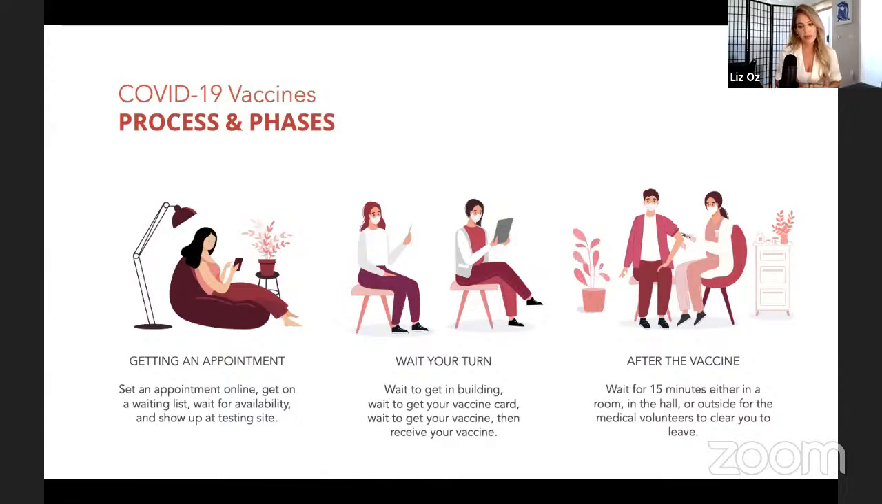Okay, so the process, first, to get a vaccine, you need to log online, get an appointment, get on a waiting list, and then you wait for your availability before you show up to the testing site. Once you arrive at the testing site, you have to wait your turn. So you're going to stand in potentially 3 lines, one line to get into the building, another line where you wait to receive your vaccination card, and then finally a third line where you stand in to actually receive your vaccination.